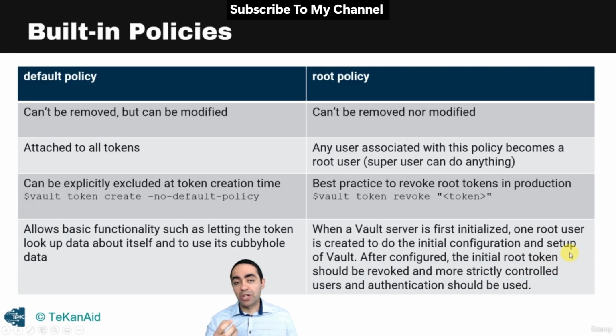one root user is created to do the initial configuration and setup of Vault. After it's configured, the initial root token should be revoked, and more strictly controlled users and authentication methods should be used. So basically, it's a method to get everything set up in the beginning inside of Vault. This is the root token. After that, you revoke the root token, you create an admin policy for administrators, and then other policies for regular users and applications in the system.